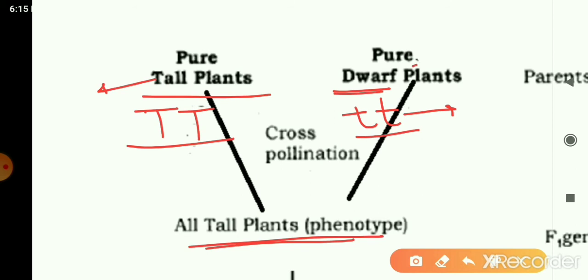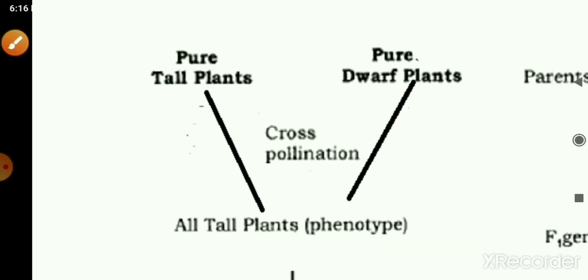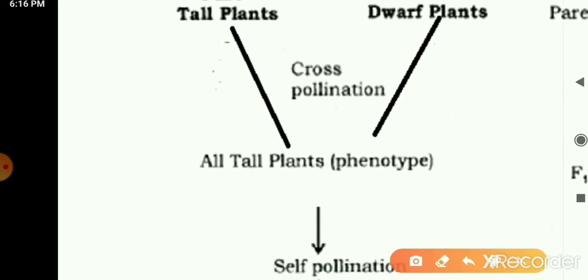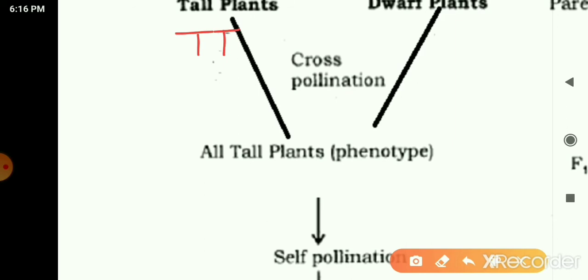In fact, a recessive trait, the one which is not expressed in the F1 generation, the genotype of this particular character which is recessive will have only the recessive factors. So the genotype of a dwarf plant will be 2 small t's together. Okay, so the factors are present in pairs, and these factors can either be similar, as in the case of a pure tall plant or pure dwarf plant, or dissimilar, as in the case of a hybrid, which will have a factor for tallness and a factor for dwarfness.